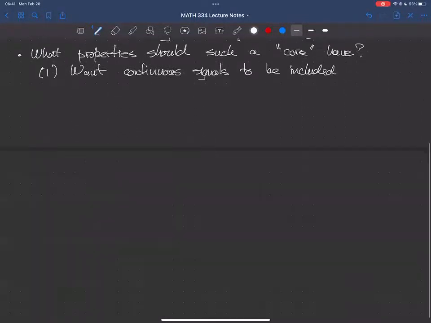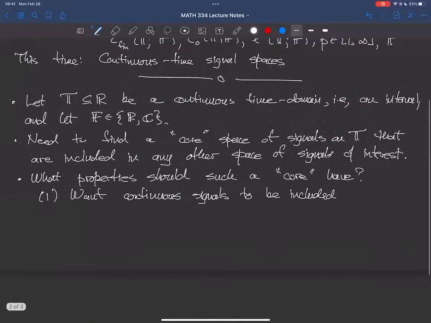Remember, continuous here is continuous in the analysis sense, not continuous time. We have a continuous time domain, and on that domain we have continuous signals in the epsilon-delta sense of continuity. The idea is that continuous signals are the nice ones, so you want your spaces to include the nice signals.